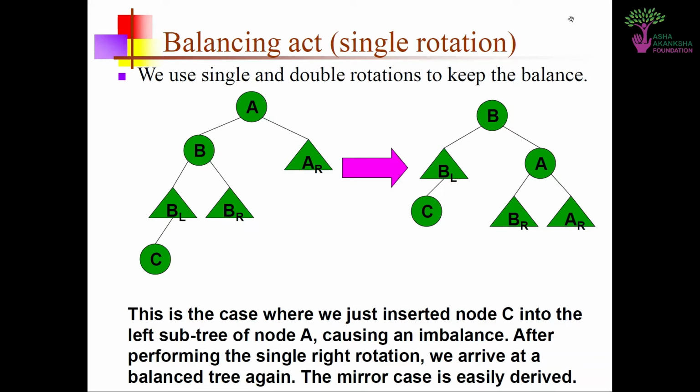So if we look at this tree now, we can see that the values are according to the binary search tree values, like they're increasing from left to right, and the AVL property is also being satisfied because the height is 2 and 2. So this was the case for insertion of node C, which was causing an imbalance. So we performed a single rotation, and this is the tree we obtained.